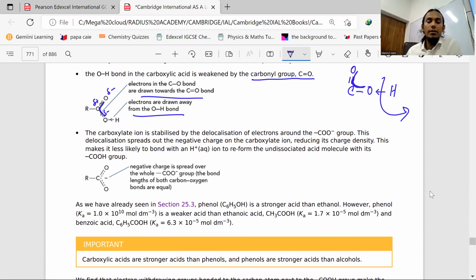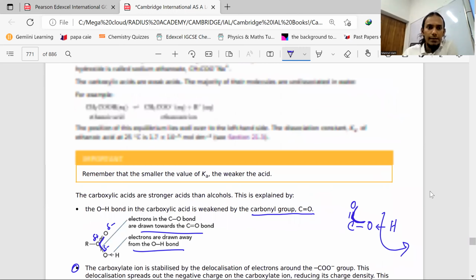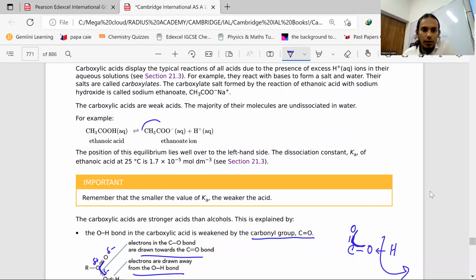So making it acidic. And this point I am saying: the carboxylate ion is stabilized by the delocalization of electrons around the carboxylate group. This delocalization spreads out the negative charge on the carboxylate ion, reducing its charge density, right? This makes it less likely to bond with a hydrogen ion to reform the undissociated acid molecule, which has the COOH group. So look, this is the carboxylate ion, right?